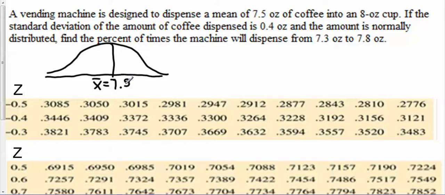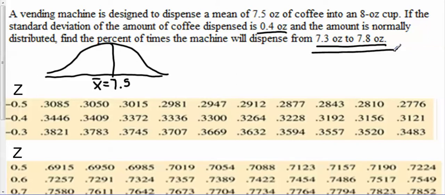in the middle. And it says if the standard deviation of the amount of coffee dispensed is 0.4 ounces, and again we have a normal distribution, the question is find the percent of times the machine will dispense between 7.3 to 7.8 fluid ounces. So again, we have a normal distribution which has a mean of 7.5, and we're trying to find the percent of times the machine dispenses between 7.3 and 7.8 ounces.